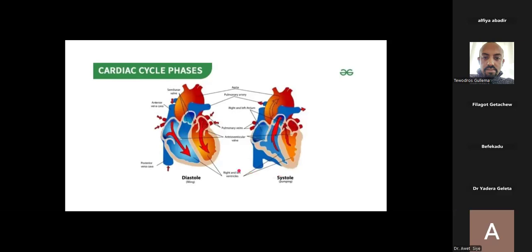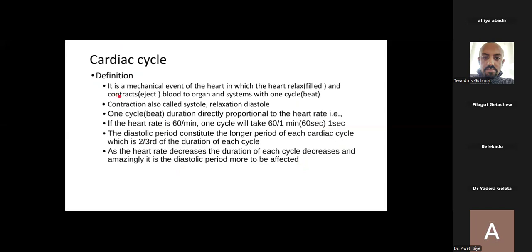Don't forget that. And what are the different phases? Each cycle, how long each beat stays, is determined by the heart rate. As the heart rate increases, what will happen? The duration of each cycle will decrease. Let's see an example. As you can see here, suppose the child's heart rate is 60 per minute.